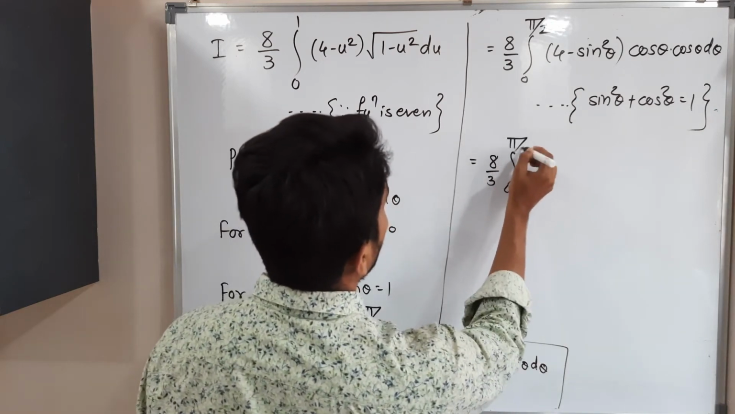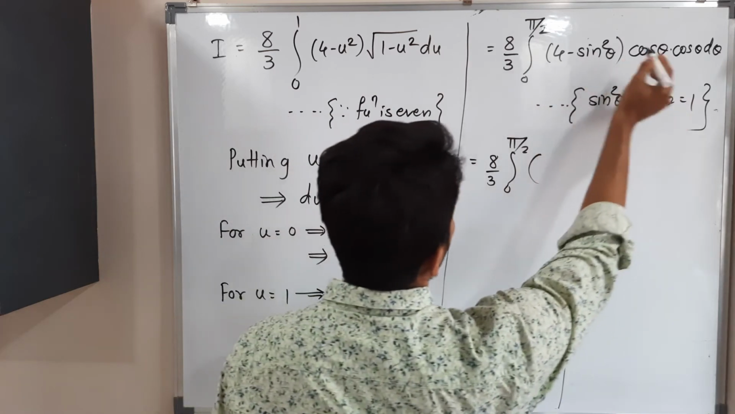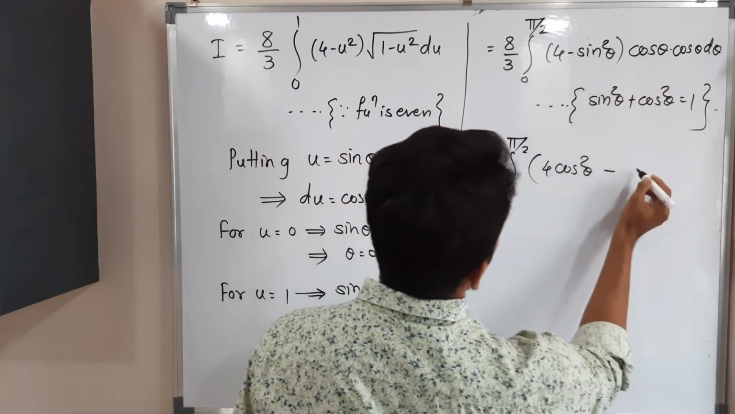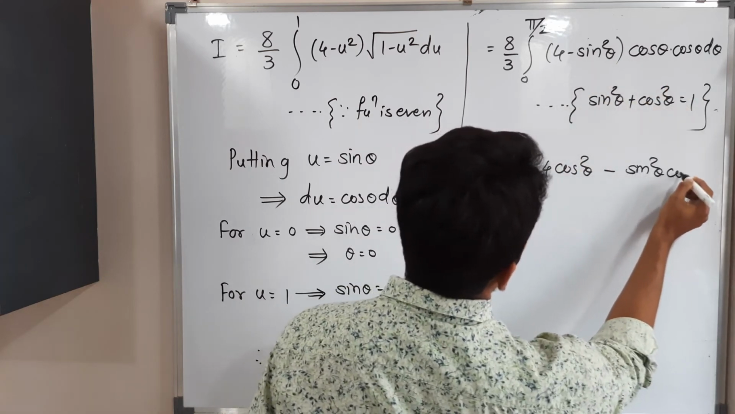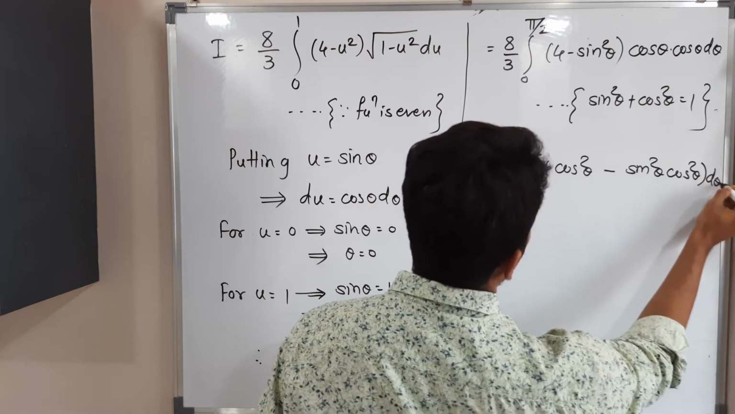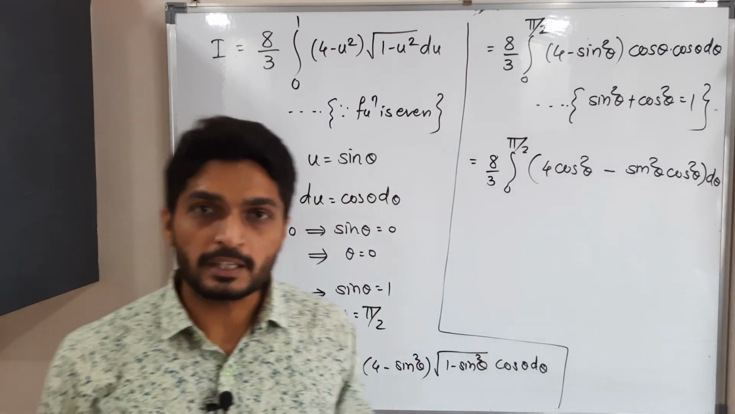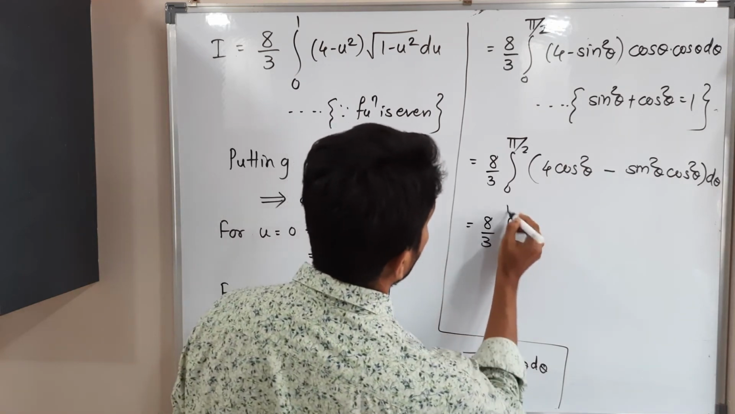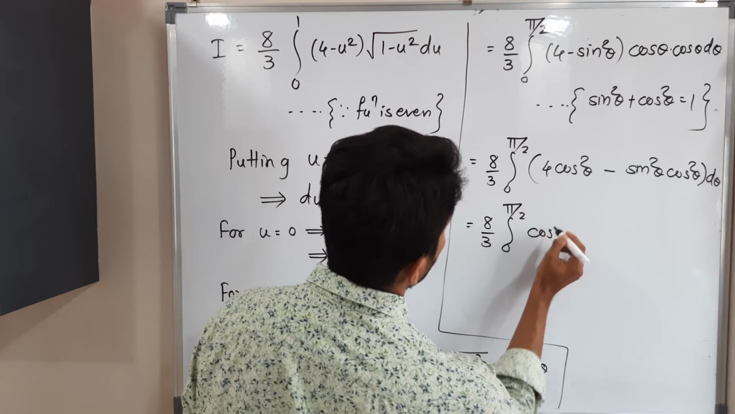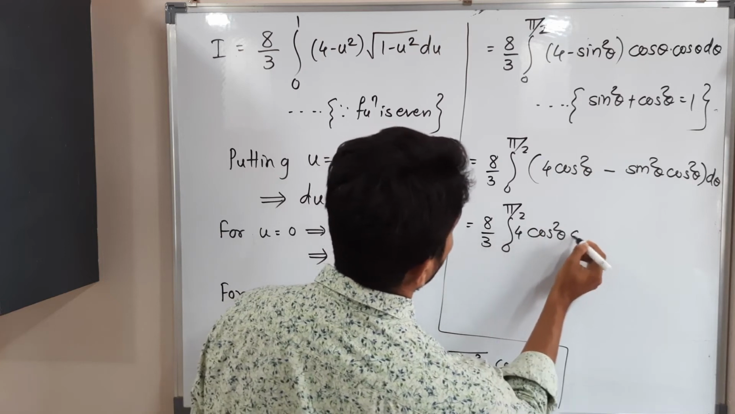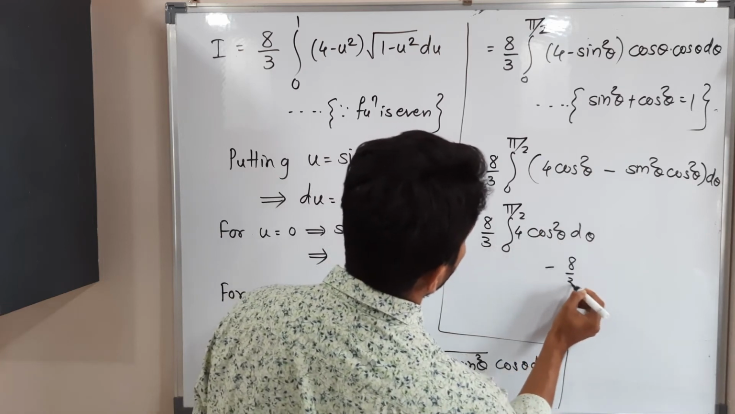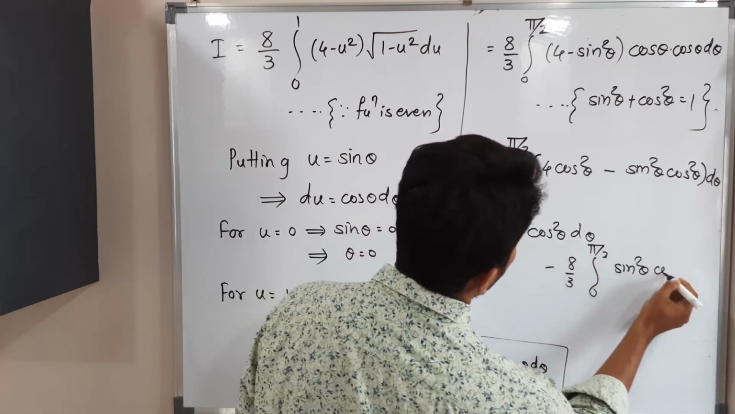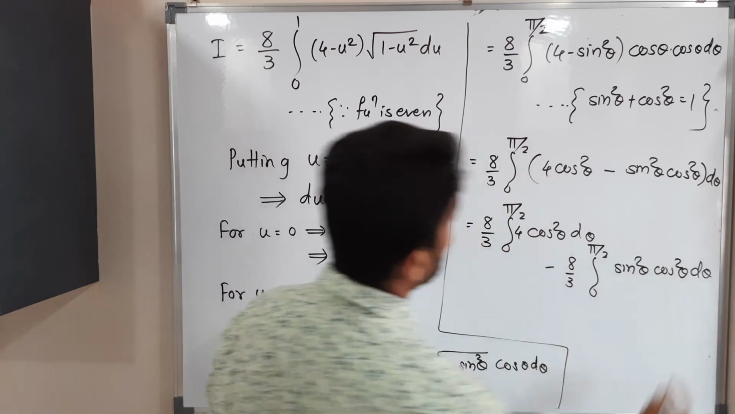Integration 0 to pi by 2. I will multiply and make them separate. 4 into cos theta, that means 4 cos square theta minus sin square theta into cos square theta d theta. I think it is better to take separate integration and solve. So this is equal to 8 by 3, integration 0 to pi by 2, 4 cos square theta d theta, minus 8 by 3, integration 0 to pi by 2, sin square theta cos square theta d theta.